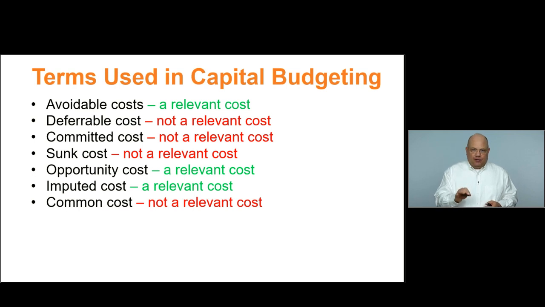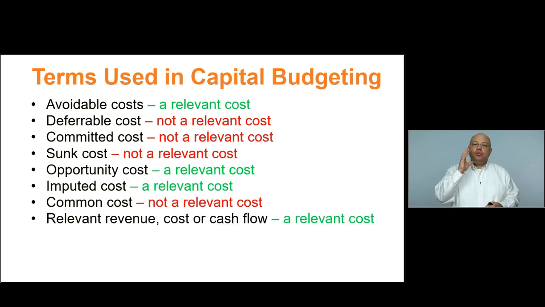Because what we're looking for in this whole process, and we're going to talk about this, is relevant revenues, costs, or cash flows. These are revenues, costs, or cash flows that are different between the options. If we do option A or option B, it's different. That's what we need to focus on. That common cost is the same. If we do A or B, it's the same, so we don't need to take that into account. Those sunk costs from the past, whether we do A or B, doesn't change.